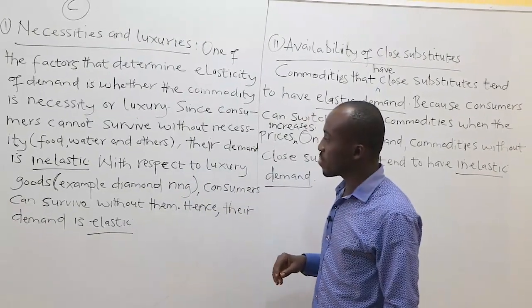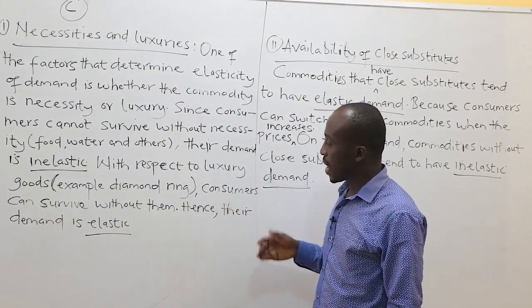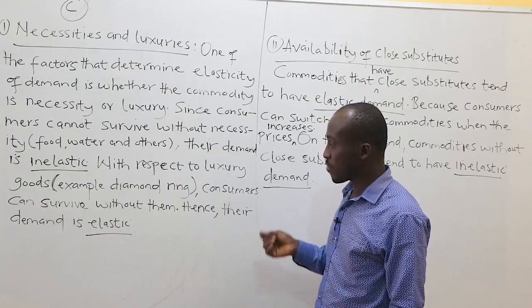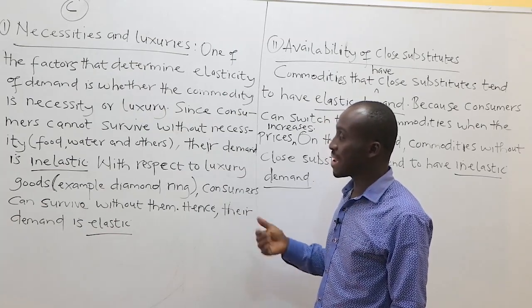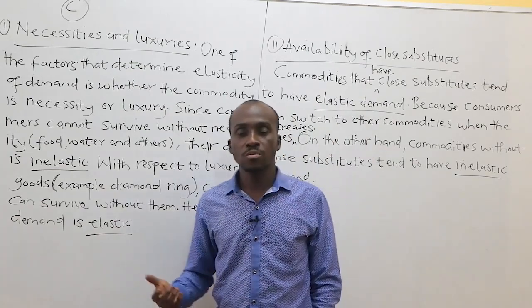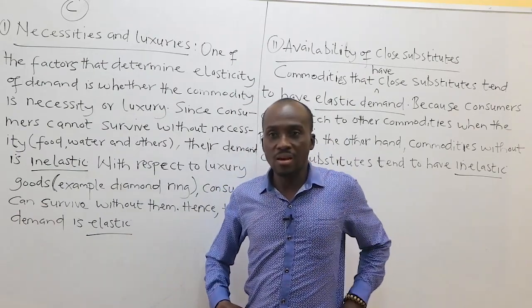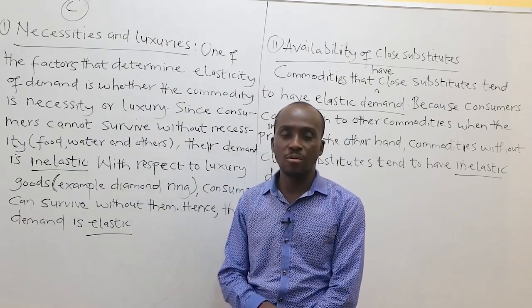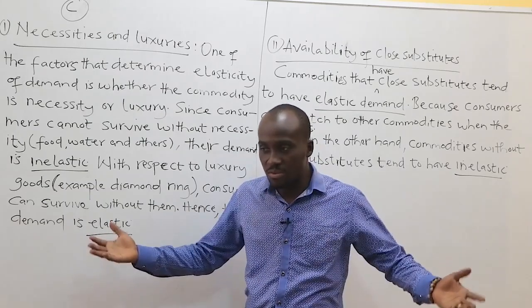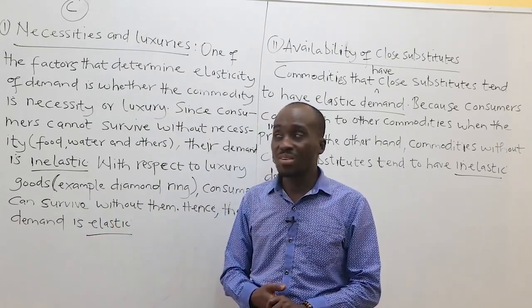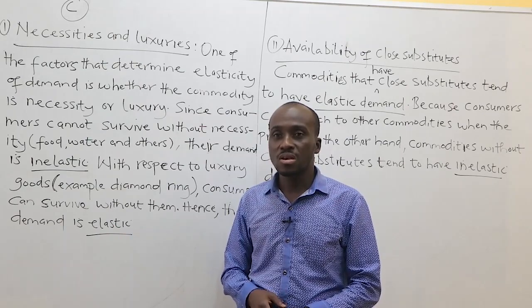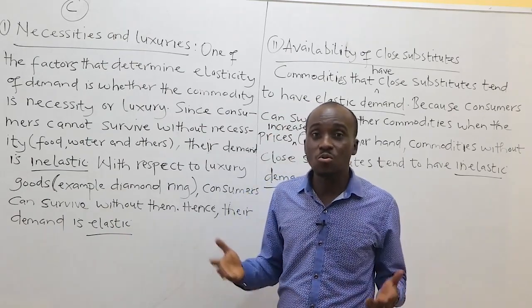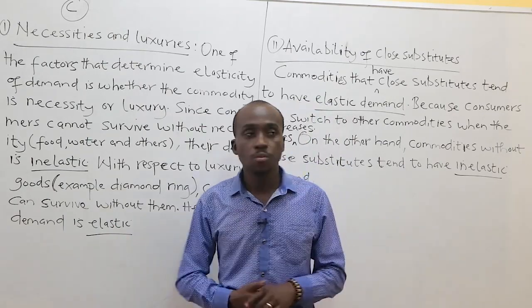With respect to luxurious goods, for example a diamond ring, consumers can survive without them, hence their demand is elastic. When the commodity is a luxury, you can do without it, right? I don't have a diamond ring. Somebody bought a diamond ring for $50,000. Fine, I don't have it, but I'm still moving on. So if the price goes up, what happens? You will switch away from the demand because you can do without it. So your demand becomes elastic.